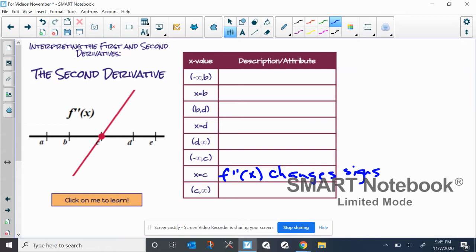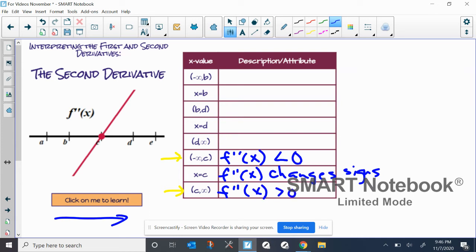So we read graphs from left to right. All right, so I'm going to look on either side of the c, and I'm going to focus on those two intervals, from negative infinity to c and from c to infinity. What's happening from negative infinity to c is that my f double prime of x, and this time I'll write it less than 0, or you can write is negative. And from c to infinity, my second derivative is greater than 0.